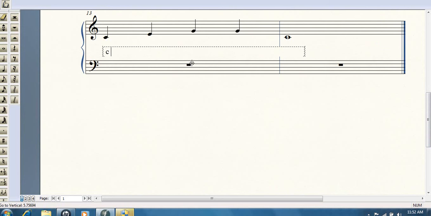This is C. We skip up. Notice how we're going up right here to E. And this skips up even more to G. Then we have another G. And then we end on a line note. And we are on C.